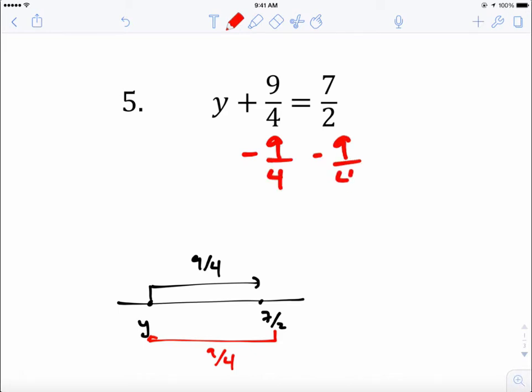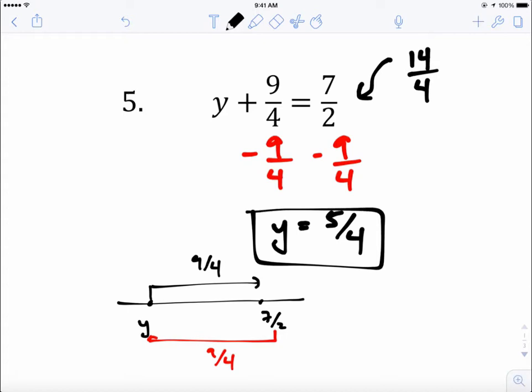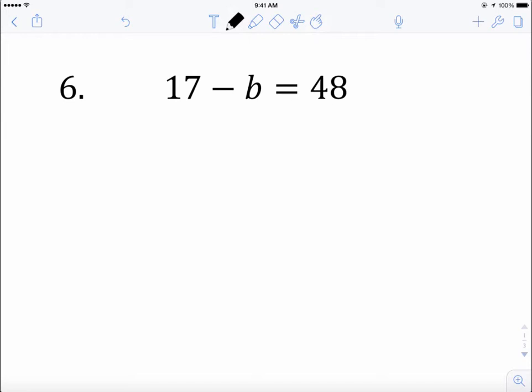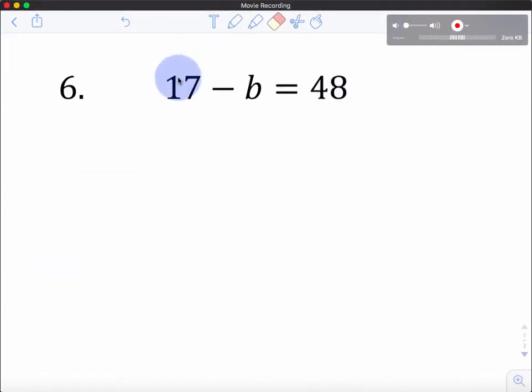All right, now of course we just got to use our fraction skills and know that 7/2 can be written as 14/4. So our grand total should be 5/4. And 5/4 plus 9/4 will indeed equal 14/4 or 7/2. Our last example in this section. All right, ooh, this is an interesting one. Perhaps you already know that if we're going to take 17 and subtract a number from it to get 48, that number is going to have to be negative, right? 48 is greater than 17, so we're going to be subtracting a negative number here.